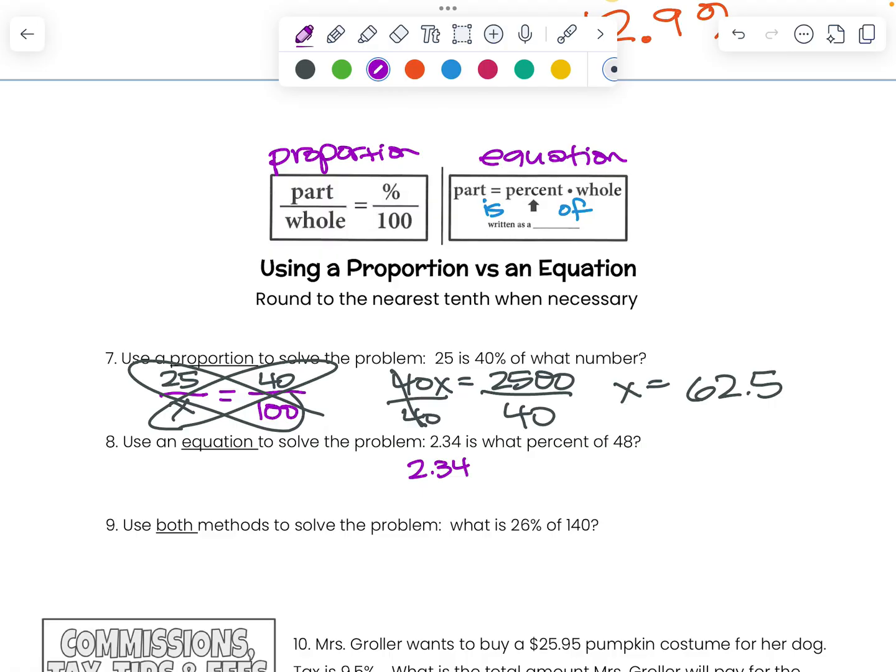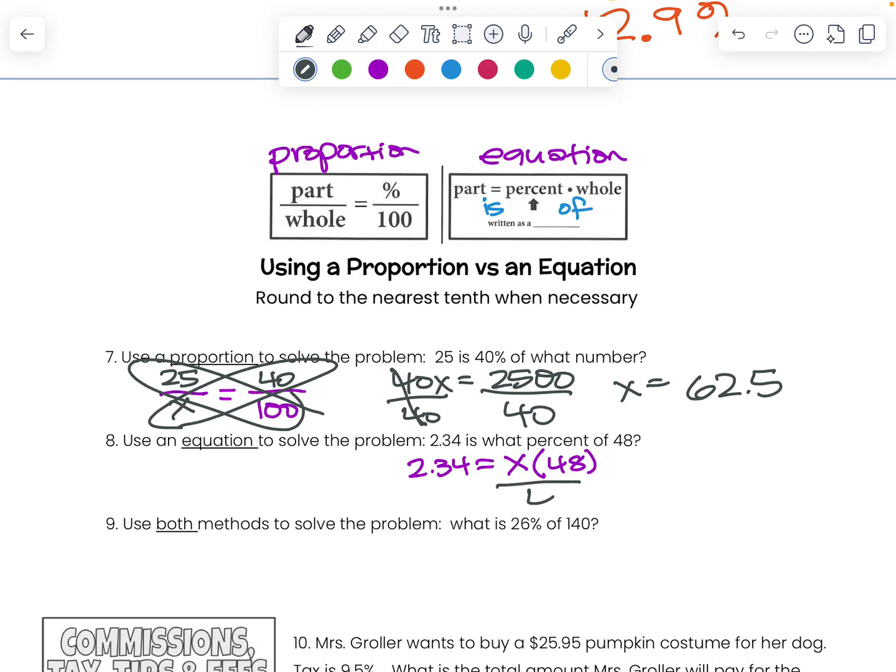2.34. Then it has the word "is." That means equals. What in math? Percent of 48. There. I want to get x by itself. Divide by 48. Divide by 48. X equals 2.34 divided by 48. I got some big old number, 0.04875, and they want what percent.